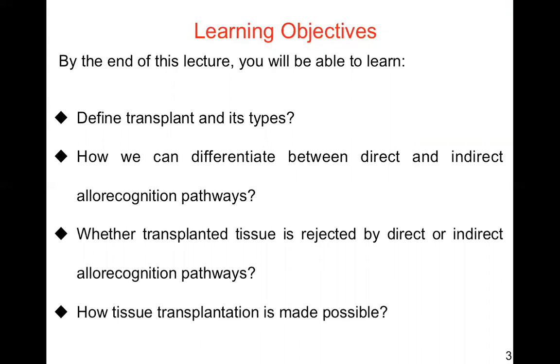our body. And as we commonly hear about organ transplants nowadays, today's lecture is all about the pathways of foreign tissue recognition, its rejection, and immunosuppression for successful transplantation. So before starting the lecture, we must know what a transplant is and how many types it has.